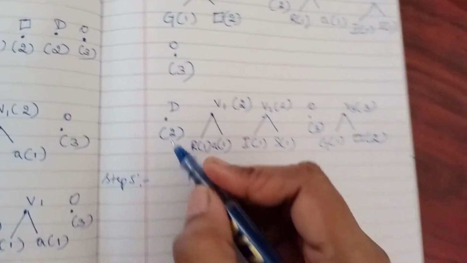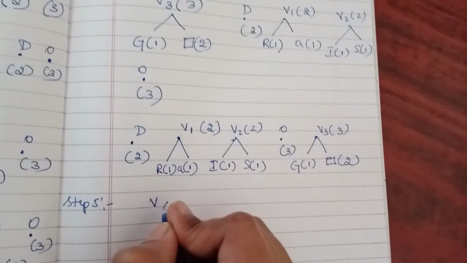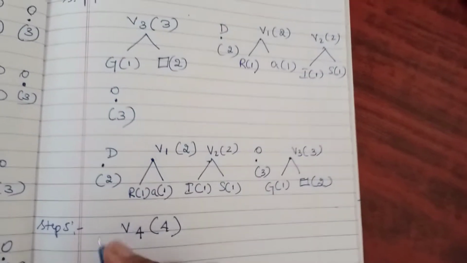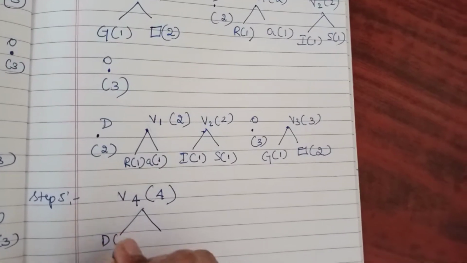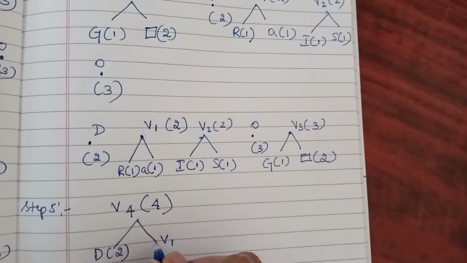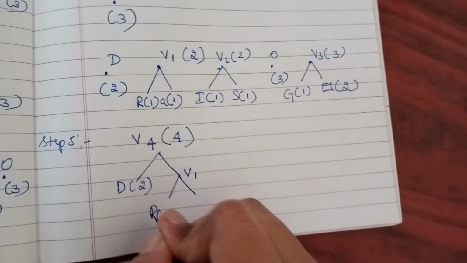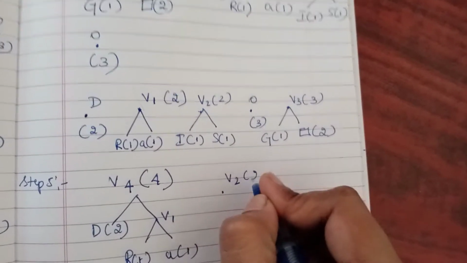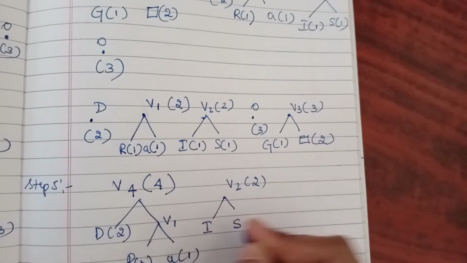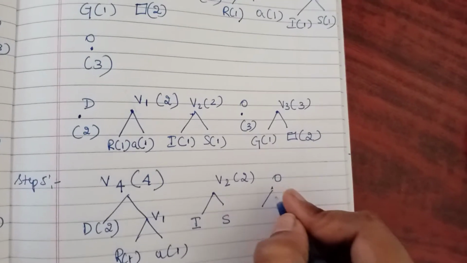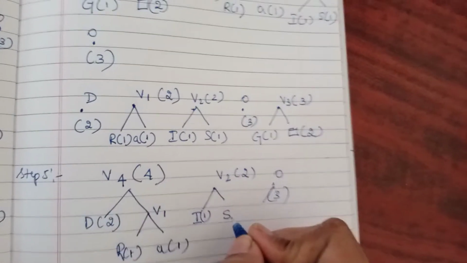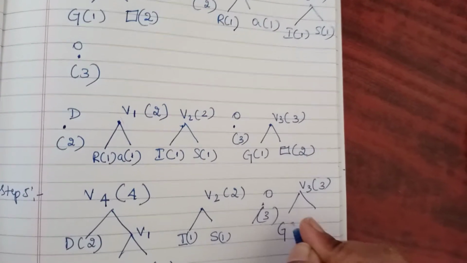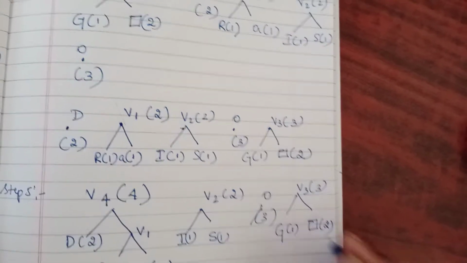Okay, so next to minimum weight is 2 and 2. That means if you combine, you will get 4, V4 of 4. V4 of 4 is, towards one side you will have D of 2, and towards the other side you will have V1, R of 1, E of 1. Next you will have V2 of 2, I and S, and O of 3. V3 of 3, G of 1, blank space of 2.